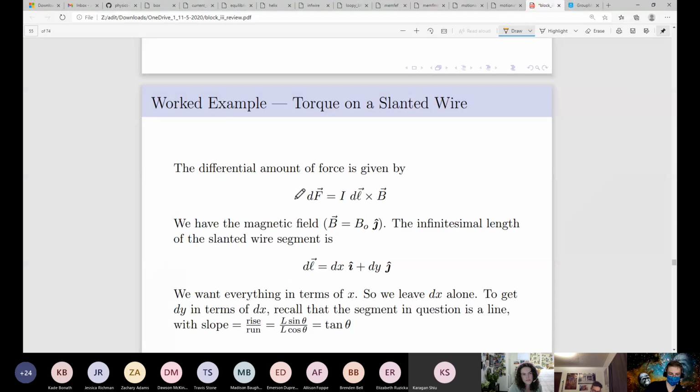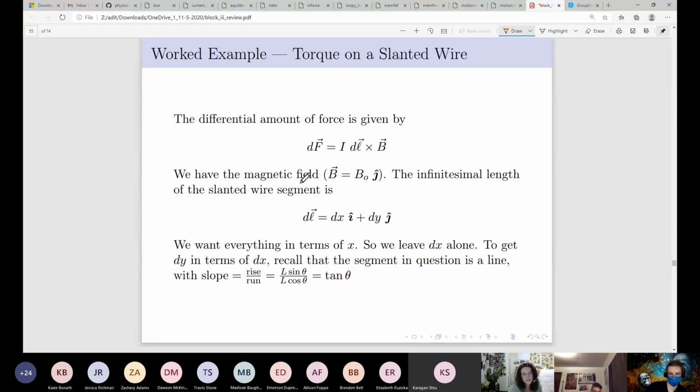Let's proceed with finding the differential amount of force. So dF is equal to I dL cross B. That's from our equation sheet. And we have one of those vectors: the B field. It's just uniform and in the y direction, so B naught j hat. Let's now find the infinitesimal length.